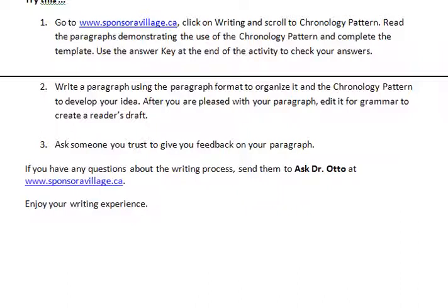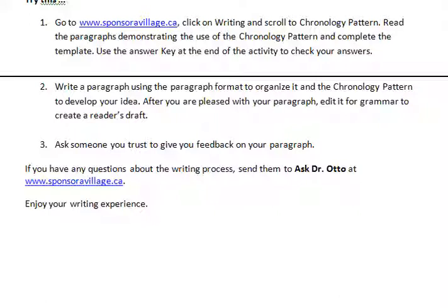Try this. Go to sponsorvillage.ca, click on Writing and scroll to Chronology Pattern. Read the paragraphs demonstrating the use of the chronology pattern and complete the template. Use the answer key at the end of the activity to check your answers. Write a paragraph using the paragraph format to organize it and the chronology pattern to develop your idea.